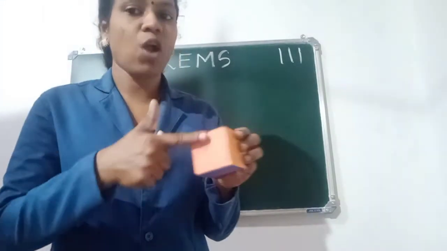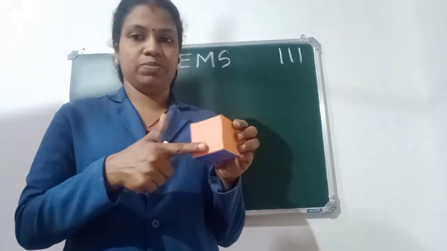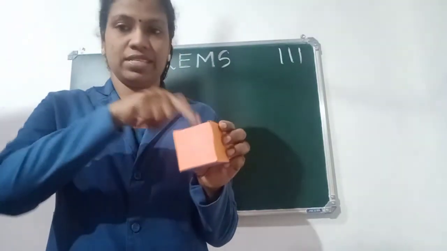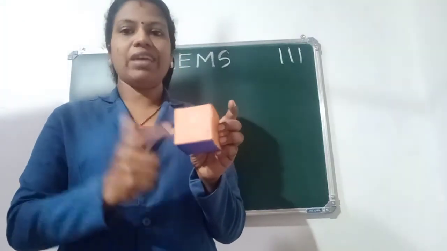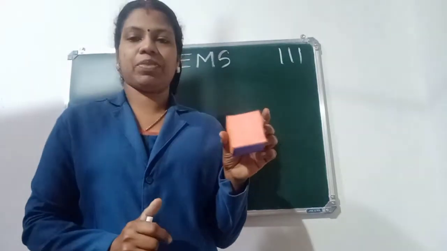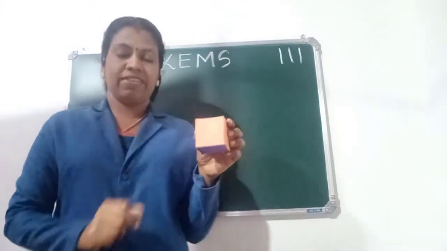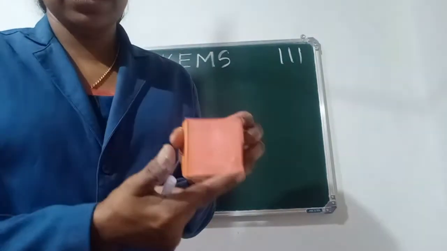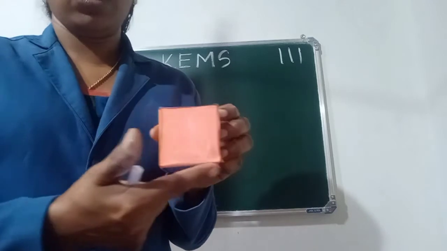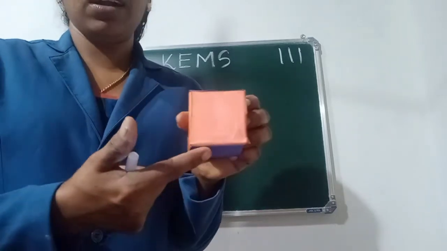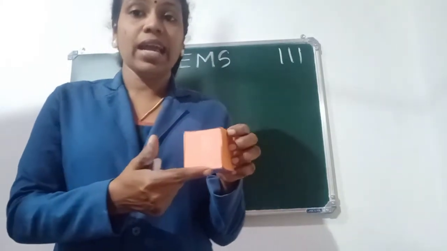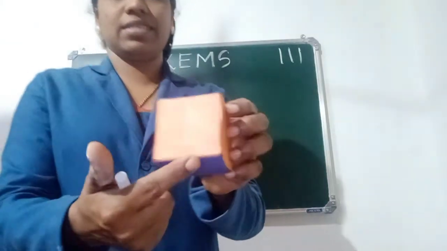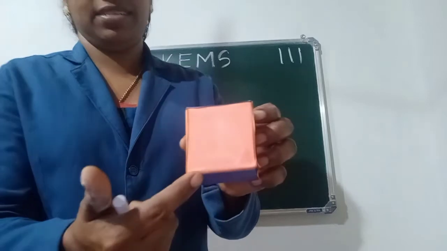So this is known as a face of the cube. It has 6 faces: 1, 2, 3, 4, 5, 6. So a cube has 6 faces. And this is called the edge of the cube, not side. This is called the edge of the cube. This is called the edge.